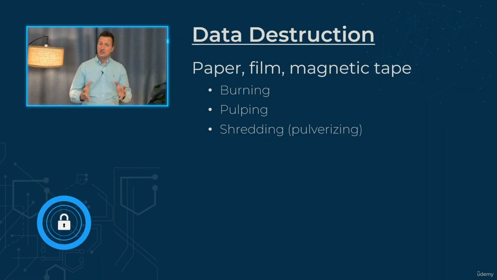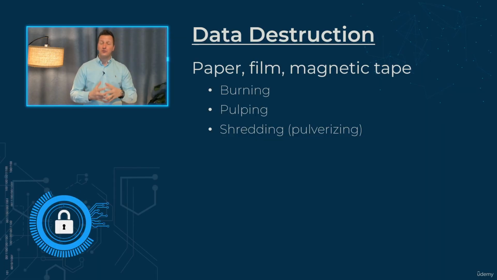So with data destruction, we're talking about data not just in its digital form, but also old school physical form, like paper documents that might contain sensitive information that need to be destroyed in some way. It could be film, it could be magnetic tape. Now those can be destroyed in many ways. We could burn them, they could be pulped, or they could be shredded or pulverized. So one way or another, we can destroy this type of storage media to prevent sensitive data from being recovered by unauthorized parties.